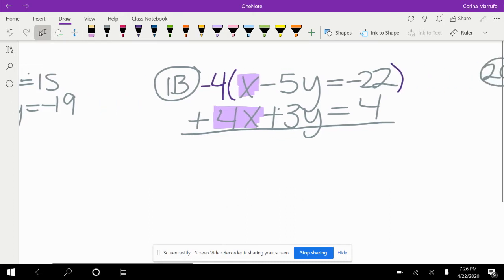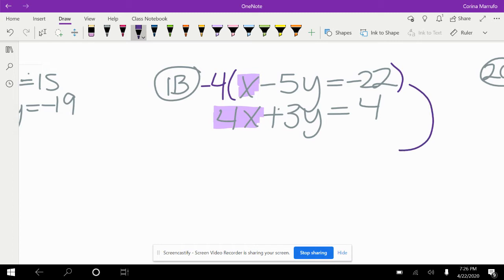But this one, you don't. That's not the case. You have x and you have 4x. So to make them cancel out, we need to multiply by negative 4. So I'm going to go ahead and multiply by negative 4. And let me go ahead and erase this part, and I'm going to write my work down here.